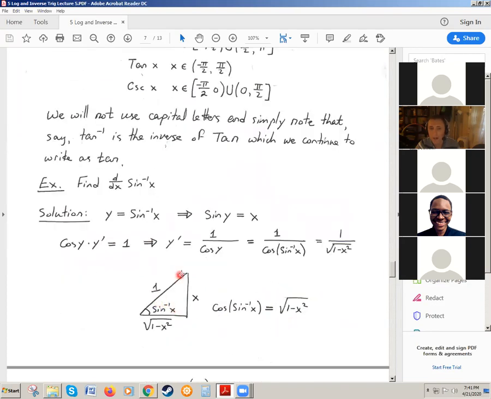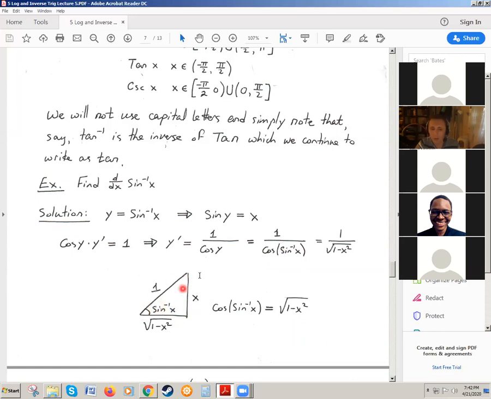So let me draw a right triangle. If this is the angle sine inverse of x, which means that in this triangle, if I apply sine to the angle, I'll get the ratio that opposite over hypotenuse is x. So I can set x as my opposite and the hypotenuse r as 1. So I have x over 1 is sine of this angle. Are you with me, guys? Yes, right? So basically, what is sine inverse? It means apply sine to it, and you'll get the ratio of opposite to hypotenuse equal to x.